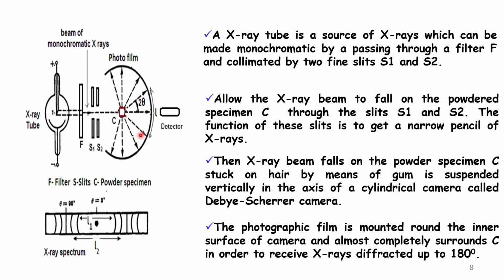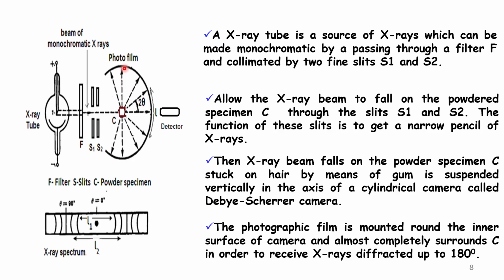So in order to receive the X-rays diffracted up to 180 degrees, when the monochromatic fine beam of X-rays is incident on the powder specimen, it gets diffracted, and the diffracted beam is incident on the photographic film up to 180 degrees. That means here, from this point to this point.